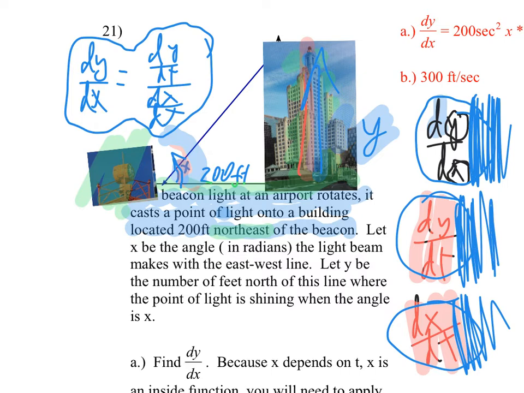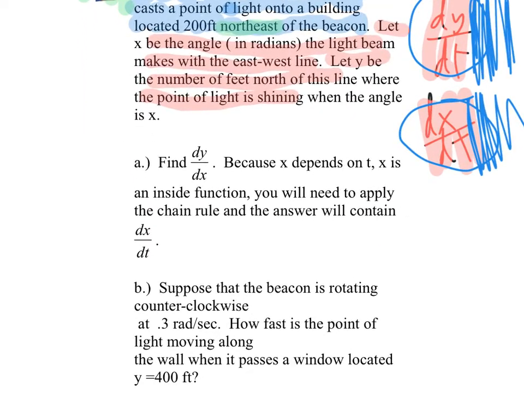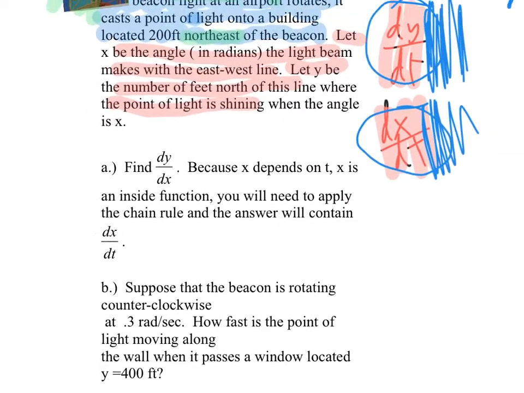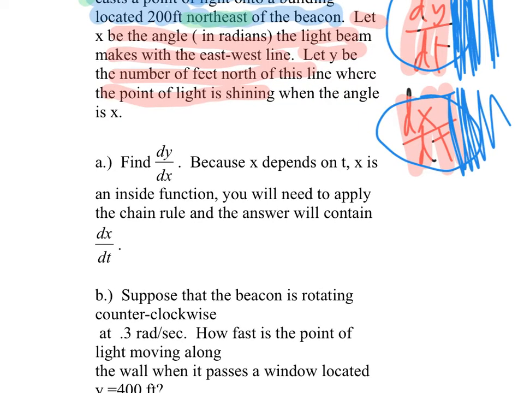Alrighty, so let's continue reading the problem. Let x be the angle, let the light be measured from the east, and so on. Let y be the number of feet north of the line where the point of light shines when the angle is x. So find dy/dx, which I can easily do, because x depends on t. x is an inside function. You will need to apply the chain rule and the answer will contain dx/dt.